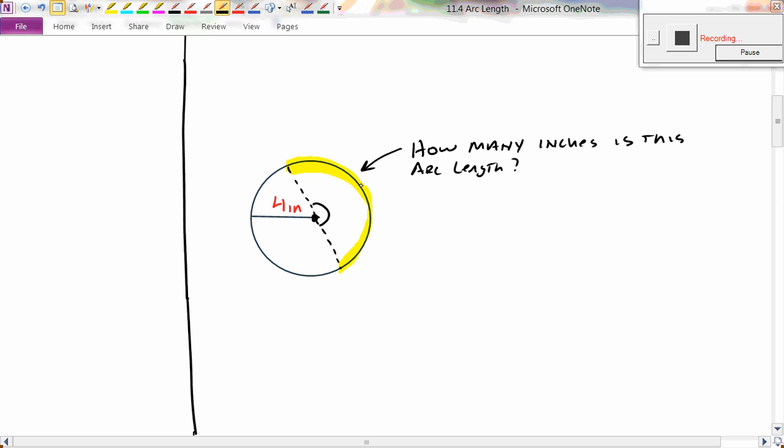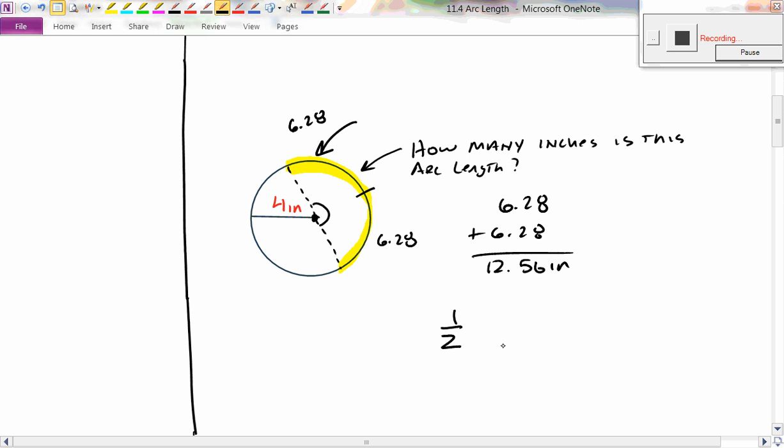Well, he said that in the last one that we did, we found out that 1/4 of the way around is 6.28. Is that correct? So another quarter must be 6.28. So if you add those together, 6.28 plus 6.28, you get a grand total of 12.56, right? But is there another way we could have done this? Yes, Justin. Divide by 2. Divide what by 2? 25.12. Oh, so you mean you want 1/2 of 2 pi r.